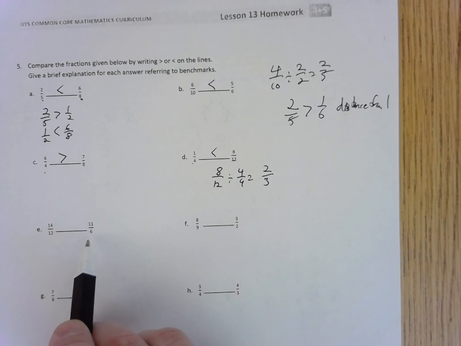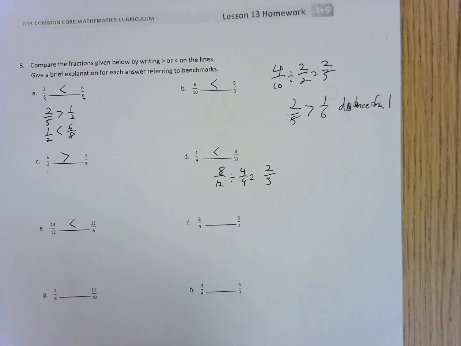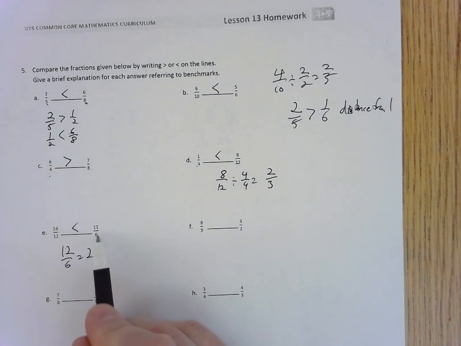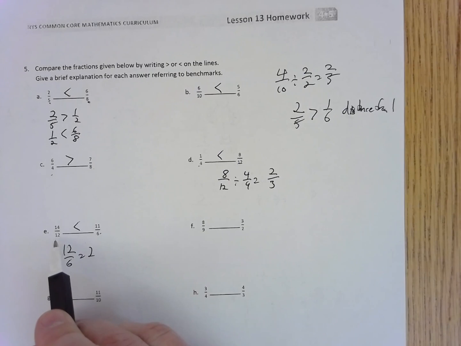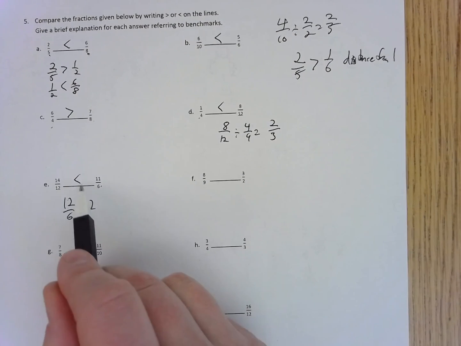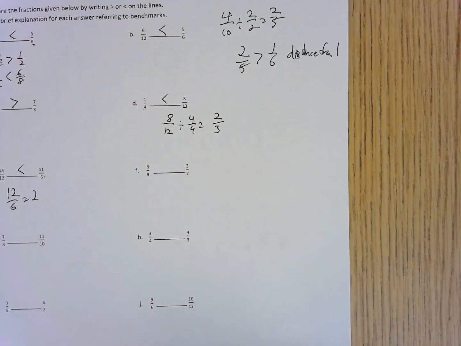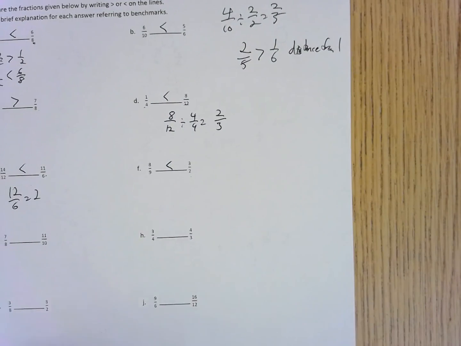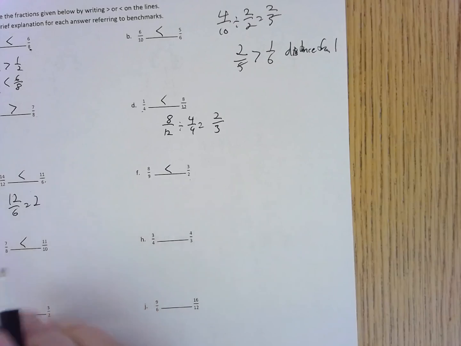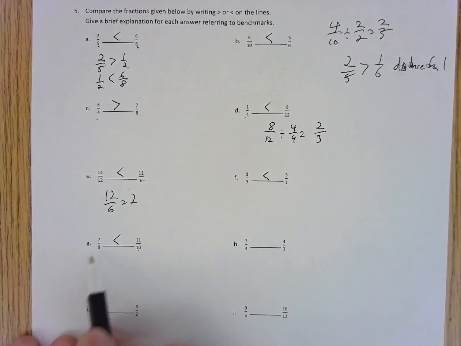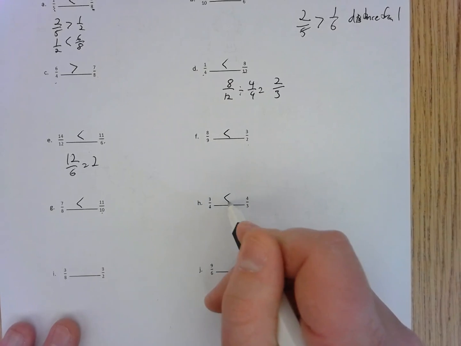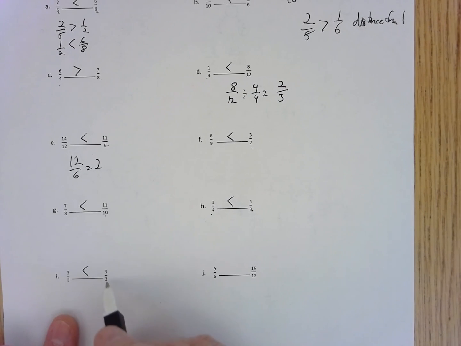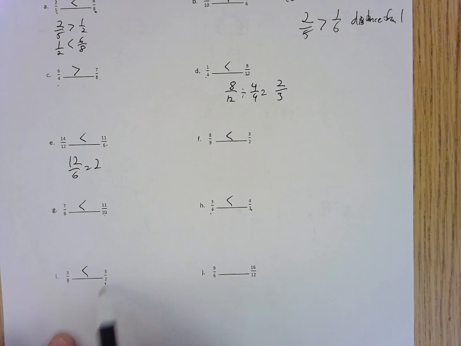14/12 and 11/6. 14/12 is less than 11/6. 12/6 would equal 2, and so this is very close to 2, whereas this one is just barely past 1. So that's why we know that 14/12 is less than 11/6. 8/9 is less than 3/2 because less than 1, greater than 1. 7/8 is less than 11/10 because less than 1, greater than 1. 3/4 is less than 4/3 because less than 1, greater than 1. Again, 3/8 is less than 3/2, less than 1, greater than 1.